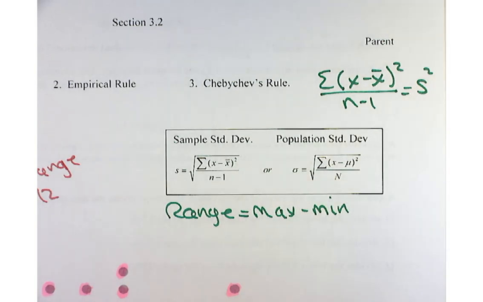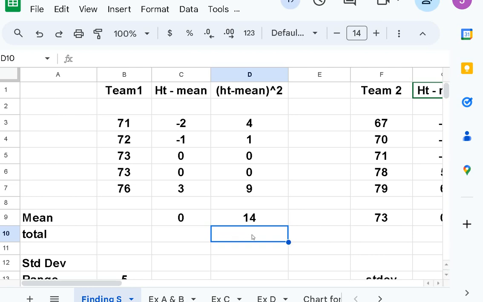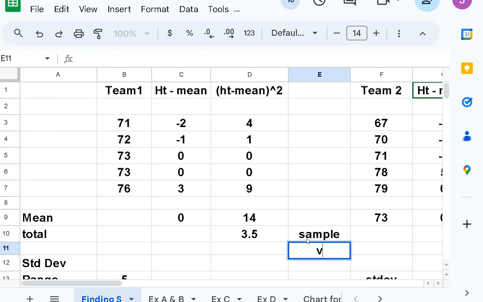So in our case, here, I'm going to take this and divide by 4. So if you want to, you can click this, click equals, D9 divided by 4 should give you 3.5, and that's what's called your variance. So let me just write that in here next to it. Sample variance, variance.